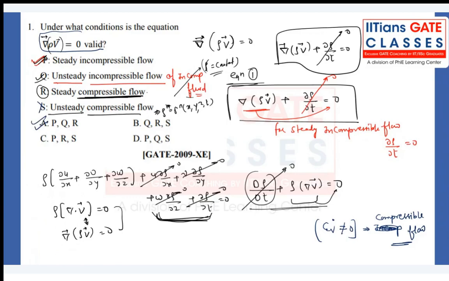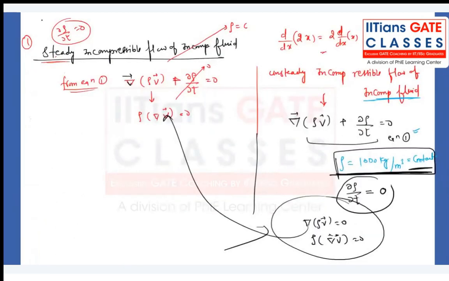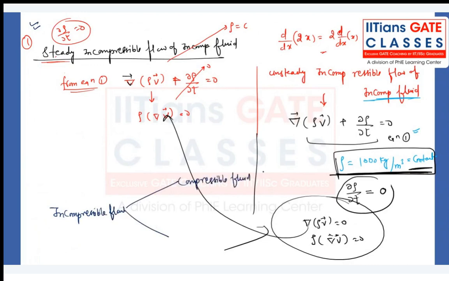Whether this slide is completely you have understood or not. Very important slide. Incompressible flow, mathematically, it can be both compressible fluid, where density is not constant, and incompressible fluid, where density is equal to constant.